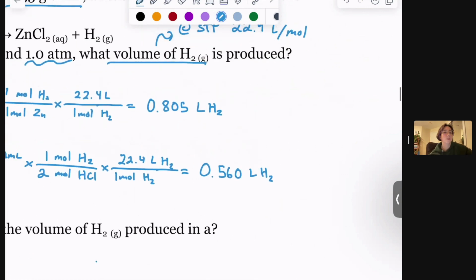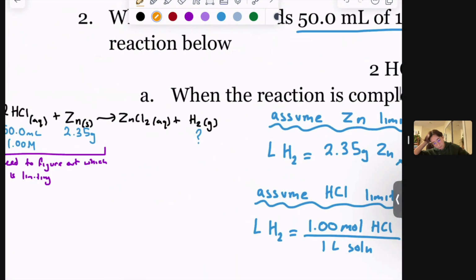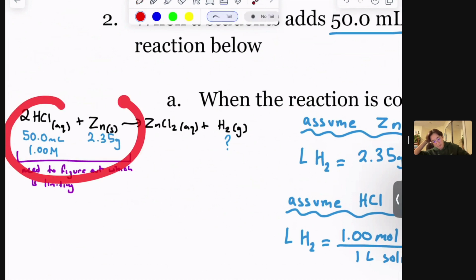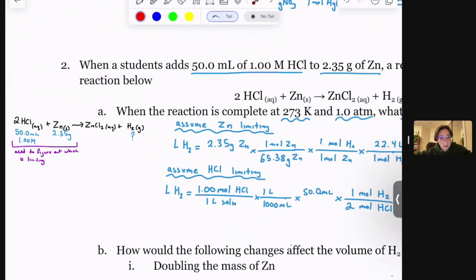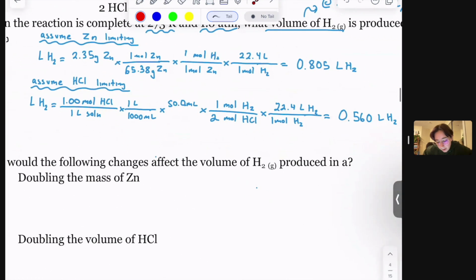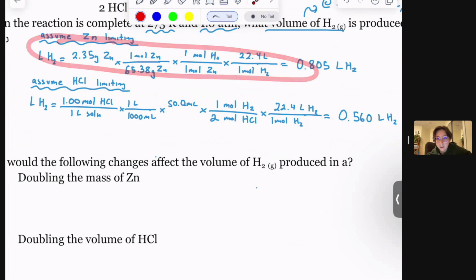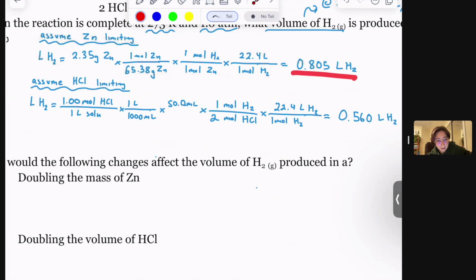So what information are we actually getting out of doing all that? My goal was to figure out how much hydrogen gas I could actually make. I added both of these things to a reaction flask or whatever, added both of them to my container. I said go, and I see how much product I could make. Mix them both together. What I calculated here was saying, okay, if I had plenty of the other thing, how much could I make with zinc?